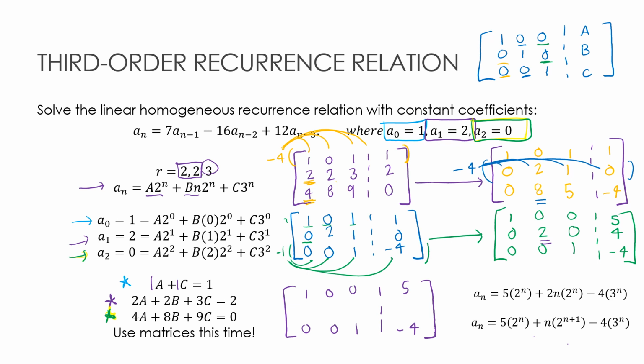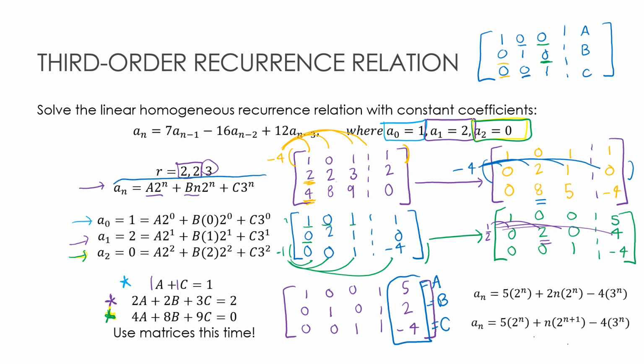And then row 2, all I'm going to do is take everything times a half. So a half times 0 is 0, a half times 2 is 1, a half times 0 is 0, and a half times 4 is 2. So what have I just done with all of my work? I have found that A equals 5, B equals 2, and C equals negative 4.